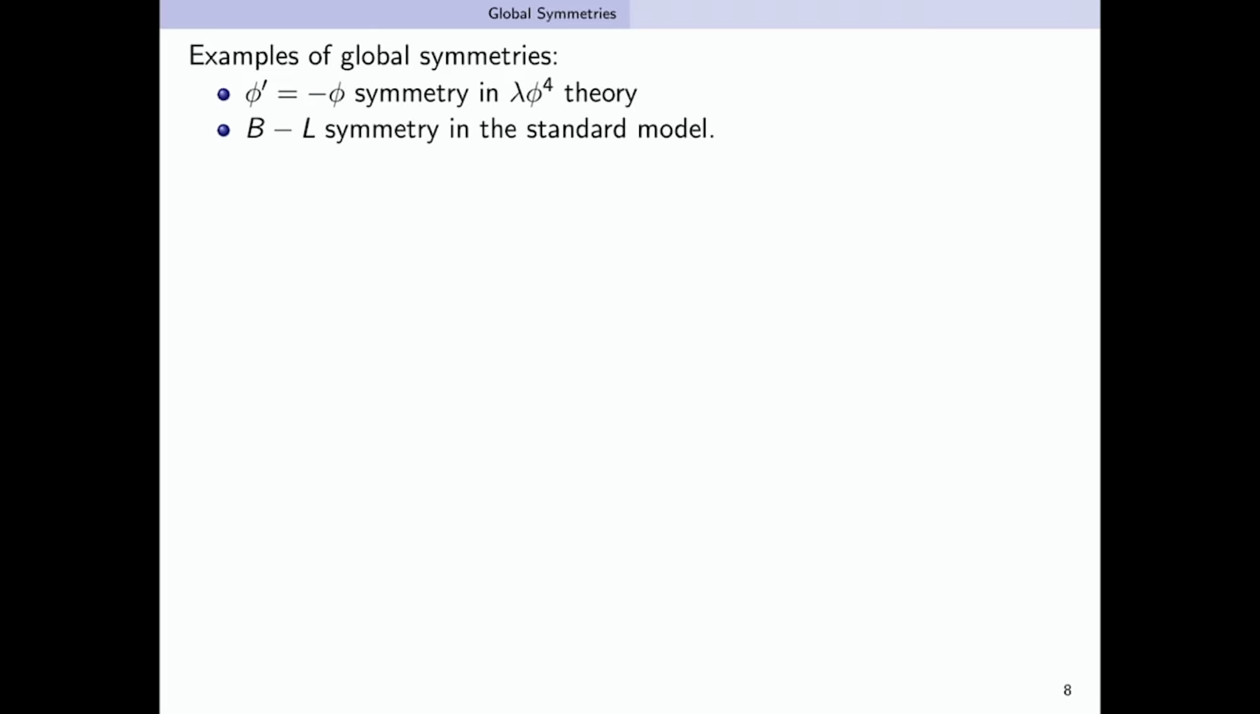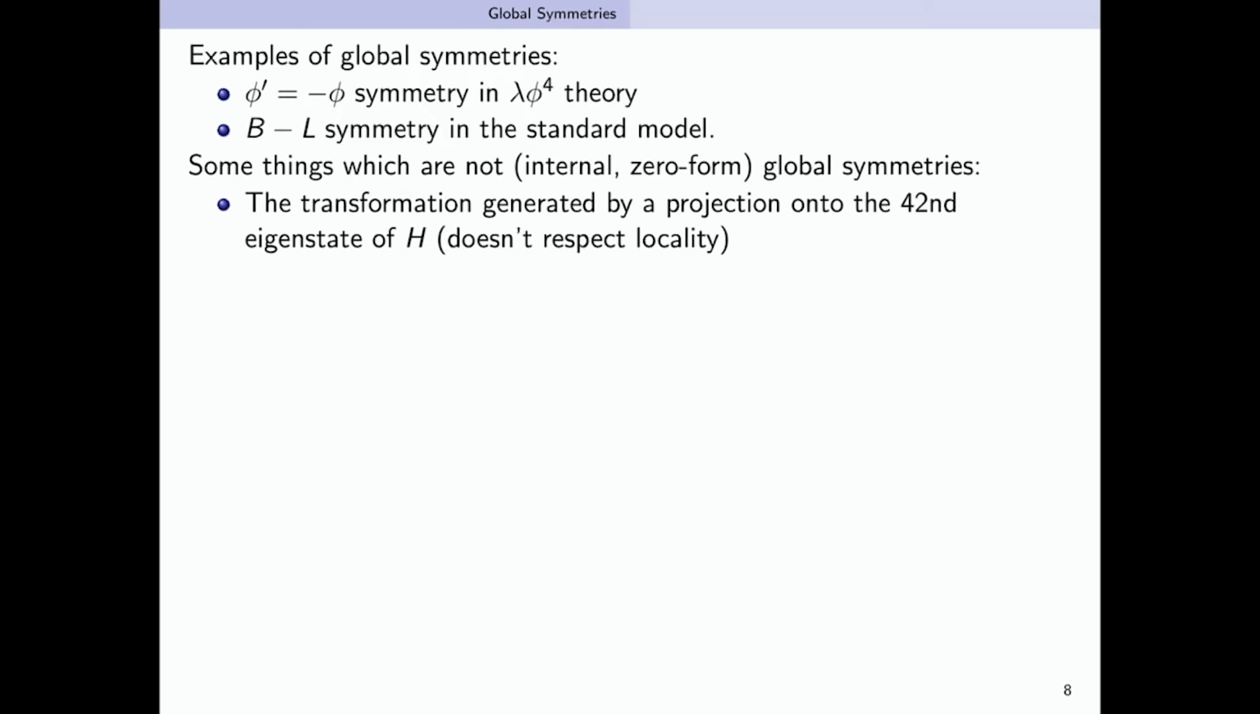Okay. So let's just talk about some examples. Phi goes to minus phi in phi to the 4 theories is a global symmetry, of course. B minus L in the standard model is another example. It's more fun to talk about things which aren't global symmetries, so let's talk about that.